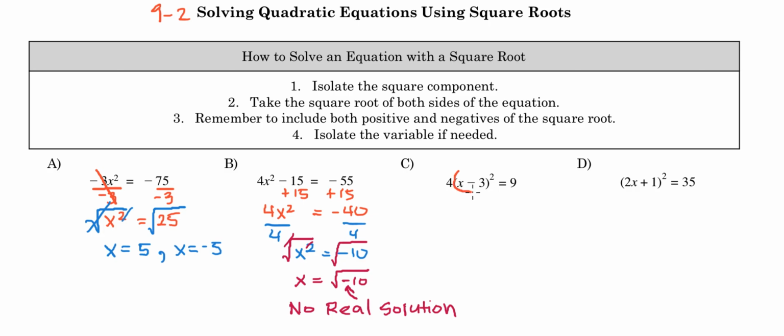Now, in this problem, it's not the variable that's being squared, but it's actually an entire expression, x minus 3. So we want to get the x minus 3 to the power of 2 by itself. We're going to start by dividing both sides by 4. So we're going to divide the left side and the right side by 4.